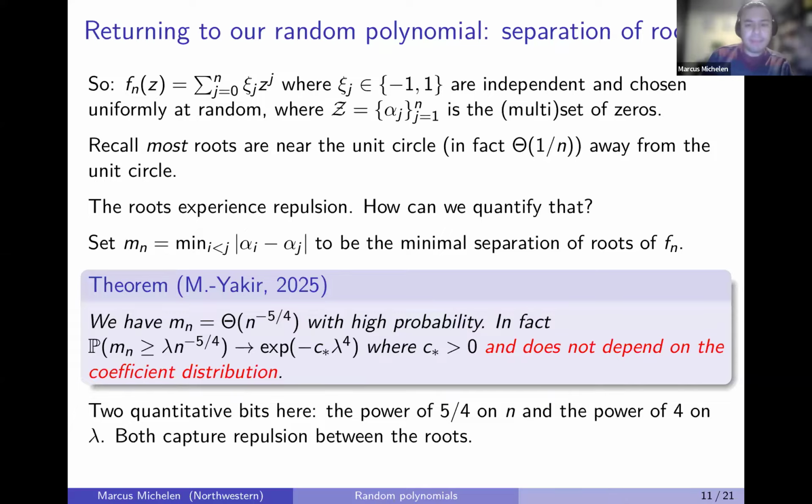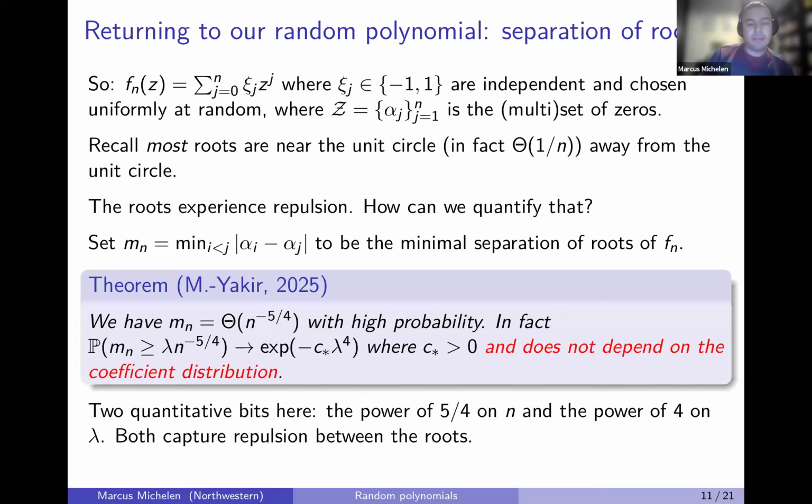Okay, lovely. I also want to add, I didn't want to write it on the slide here. If I look at the collection of distances rescaled by n to the negative 5/4, we get a Poisson process that's inhomogeneous. And that's just an artifact of the proof. It just comes out right away.